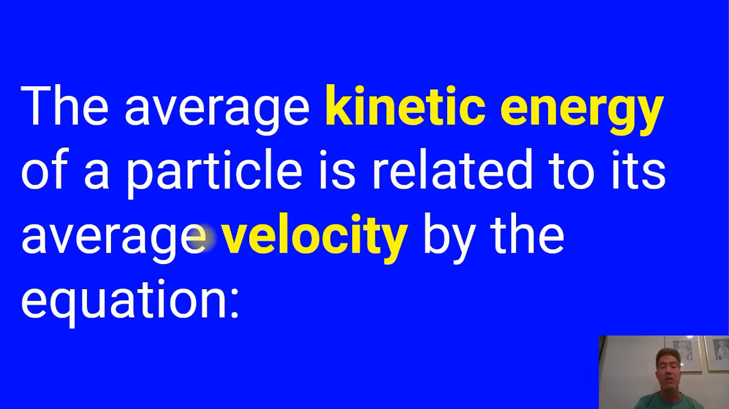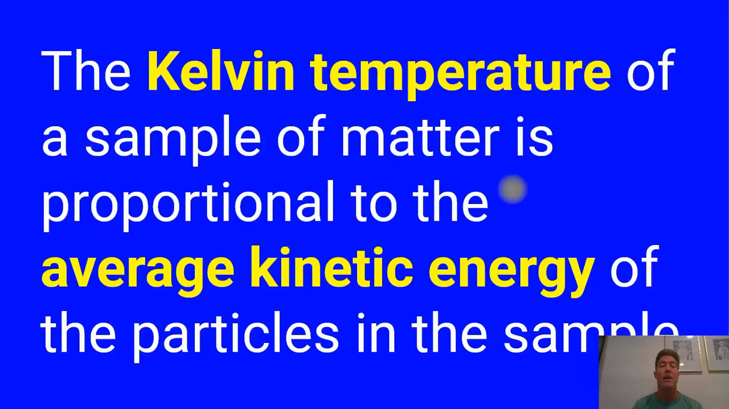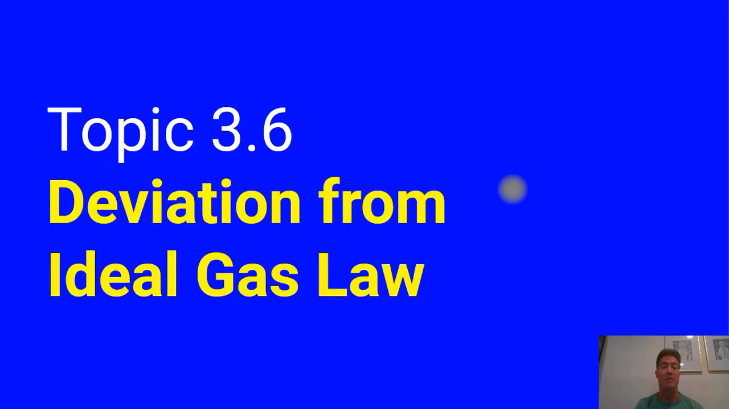So the average kinetic energy of a particle is related to its average velocity by this equation. This is from physics. The kinetic energy is equal to 1/2 of the mass times the square of the speed, 1/2 mv squared. The temperature in Kelvin of any sample of matter is proportional to the average kinetic energy of the particles in the sample. So if we double the Kelvin temperature from, say, 100 K to 200 K, we're going to double the average kinetic energy. So there's a direct proportion between temperature and average kinetic energy.